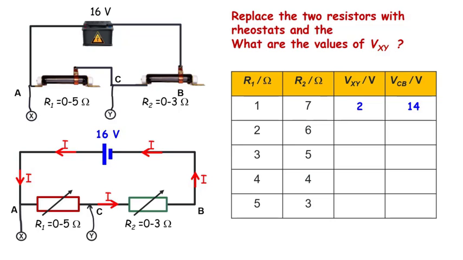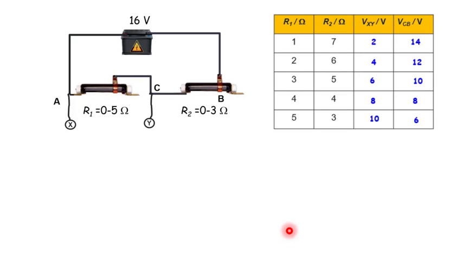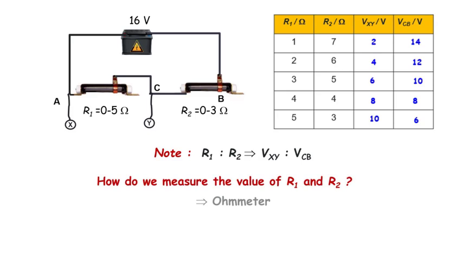Using the same principle, we can fill in the rest of the table. We note in the previous exercise that the ratio of VXY to VCB can be determined from the ratio of R1 to R2 when the same current passes through them. Practically, however, when we are doing this experiment, this will mean that we would need to determine R1 and R2 separately using an ohm meter. This will be very tedious. Is there another way to vary this arrangement?